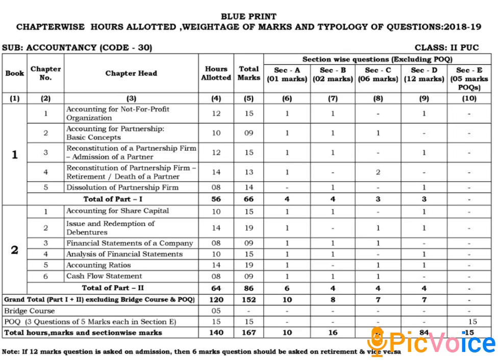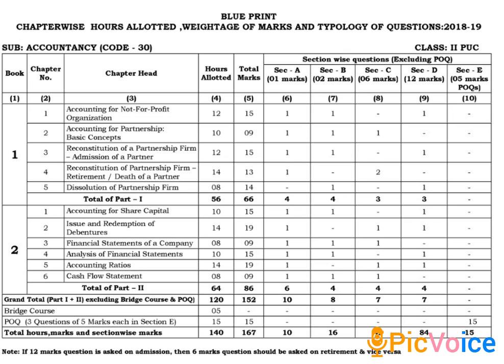As per your blueprint, we will see how many chapters are included and how many marks are allotted per chapter. So look at your blueprint. It has 10 columns. The first column is books, the second column is chapter number, the third column is chapter head, the fourth column is hours allotted, and the fifth column is total marks.